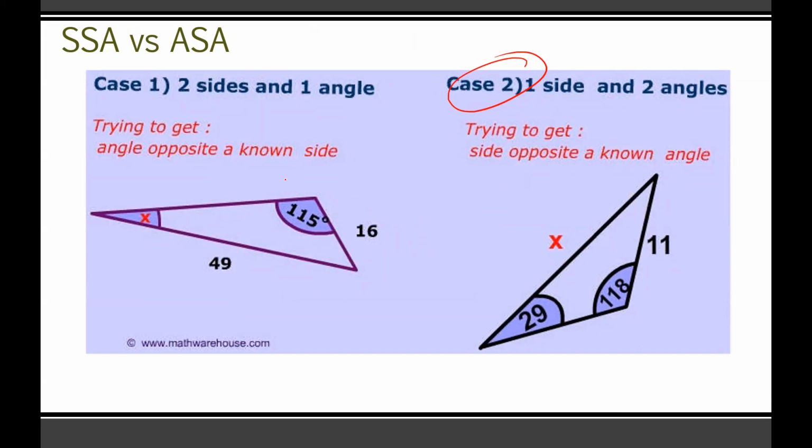We can use sine law in this first one, not only because it's an SSA triangle, but also because we know this opposite pair. We know 115 degrees and 49. So sine law will work. In this one, we know 29 degrees and the side length across from it. There you go. That's our opposite pair. We can use sine law in that one.